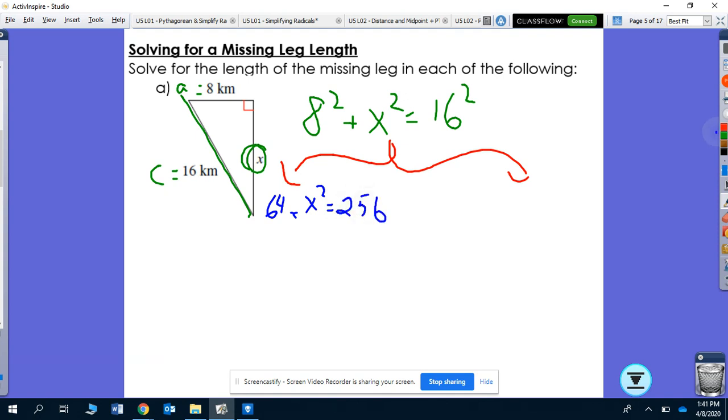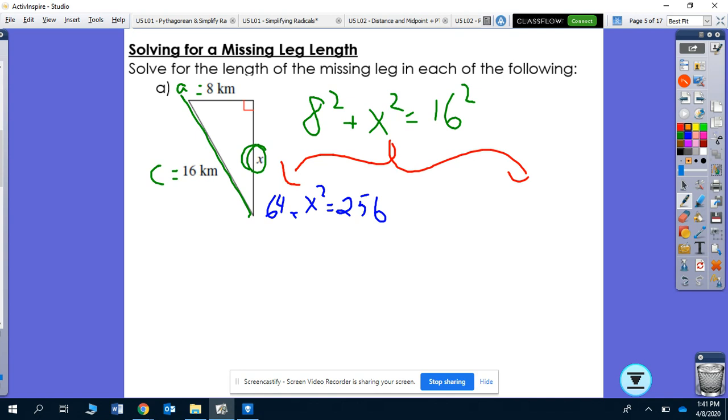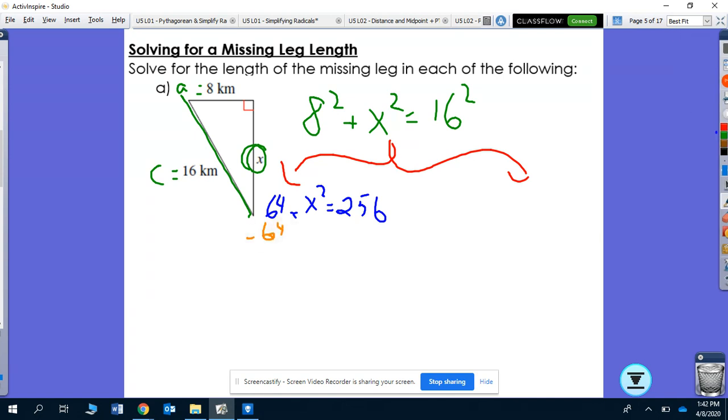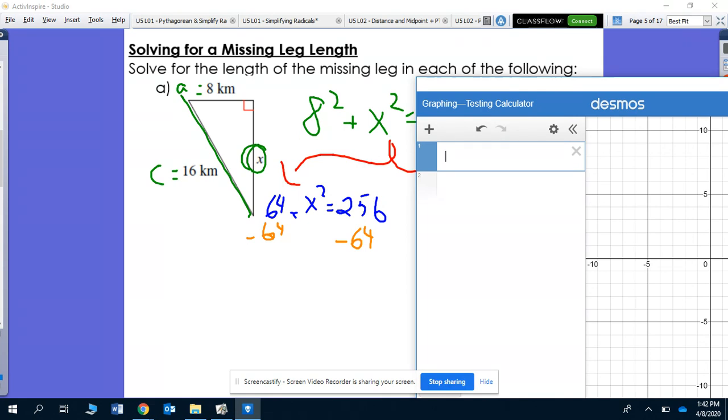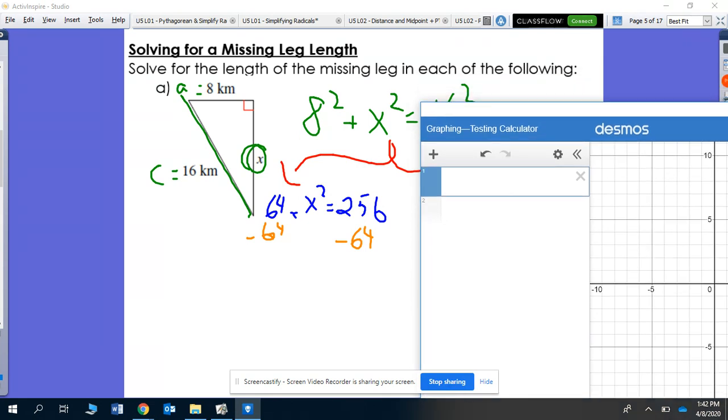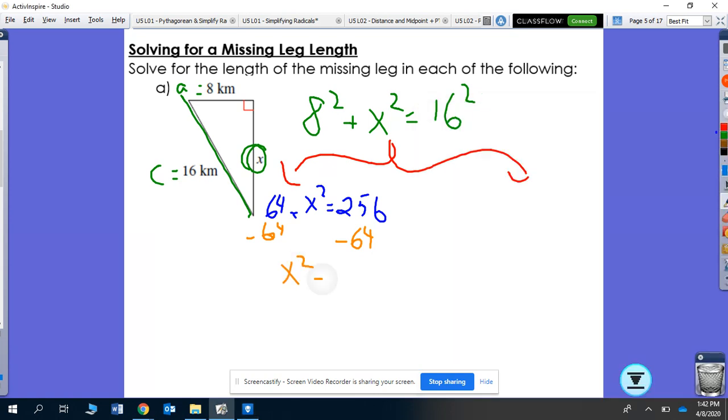And then from there, just like any equation that we have to solve, we would subtract the 64 over. I went ahead and pulled up Desmos here so that we can do that off to the side. All we have to do here is type in 256 minus 64. And so we're left with 192. So x squared equals 192.